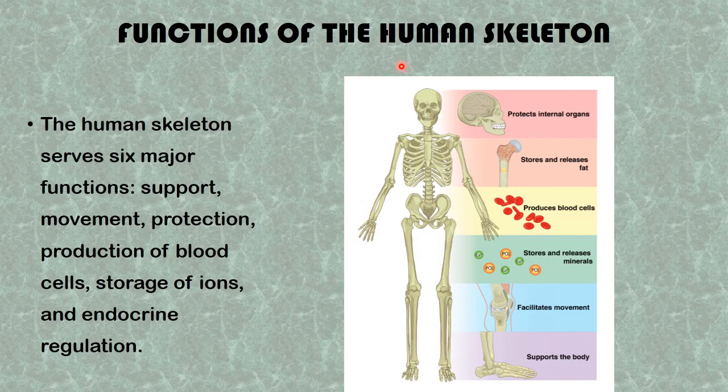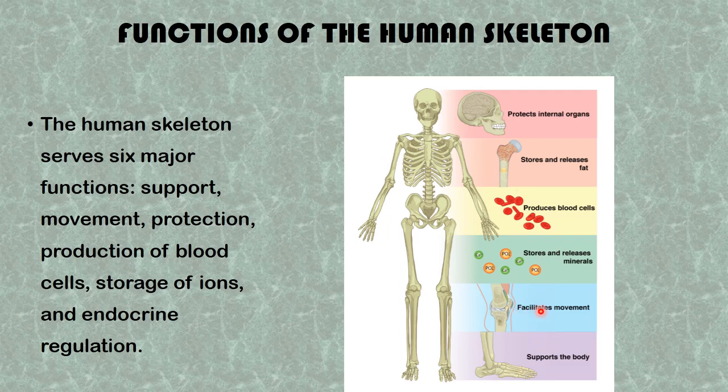Then we have the tarsals, which are the foot bones. Now moving on, what are the functions of the human skeleton? The human skeleton serves 6 major functions. It gives support to the body. It aids in the movement of the organism. It helps us move. It protects the internal organs. Not only that, it helps in the production of blood cells, storage of ions, and endocrine regulation. Just as you can see right here, the bones or the skeleton supports the body.